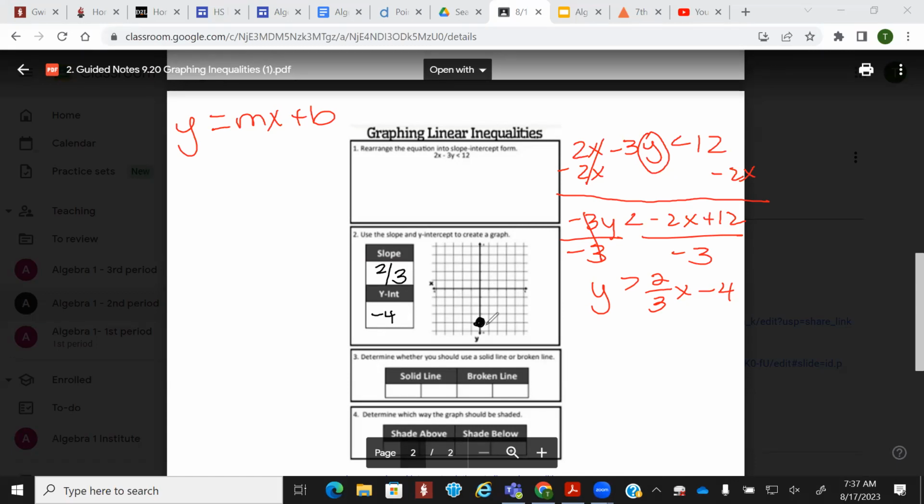Now you told me that the slope is 2/3. That means I'm going to go up 2, to the right 3, and I'm just going to repeat that pattern. Up 2, to the right 3. Up 2, to the right 3. 1, 2, and it would be way over here.